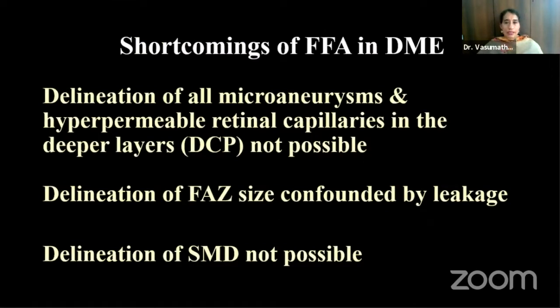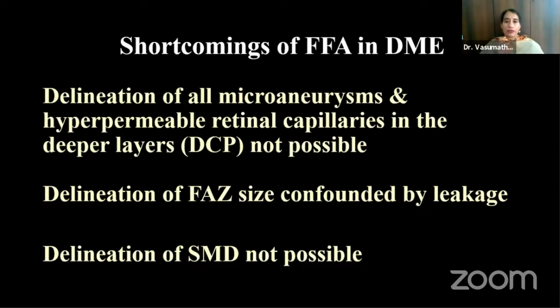We have come to understand that there are 4 capillary plexuses in the retina and in the posterior pole especially, and the importance of a deep capillary plexus at the level of inner nuclear layer is increasingly being understood. Whereas fluorescein angiography cannot delineate the deep capillary plexus and cannot differentiate the deep capillary from the superficial capillary plexuses. And also all the microaneurysms cannot be delineated.